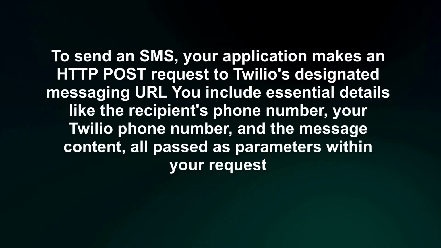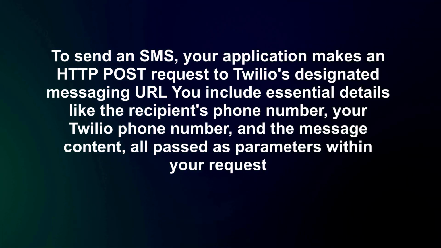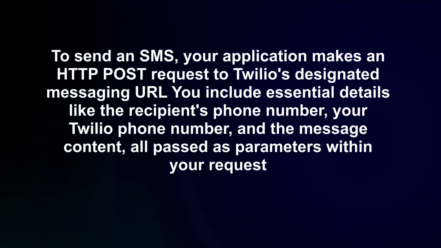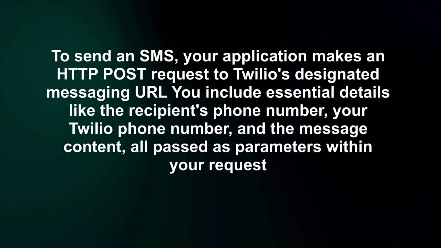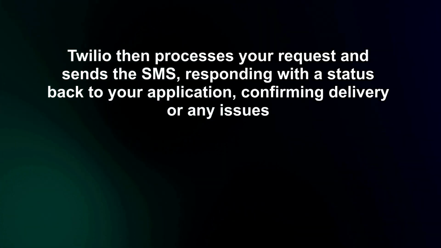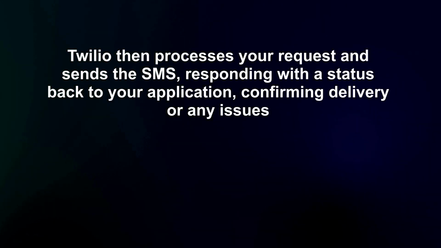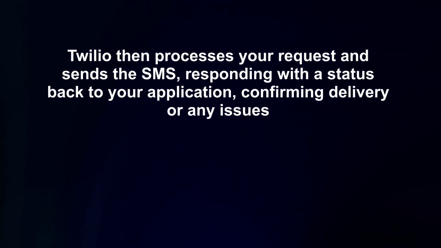To send an SMS, your application makes an HTTP POST request to Twilio's designated messaging URL. You include essential details like the recipient's phone number, your Twilio phone number, and the message content, all passed as parameters within your request. Twilio then processes your request and sends the SMS, responding with a status back to your application, confirming delivery or any issues.